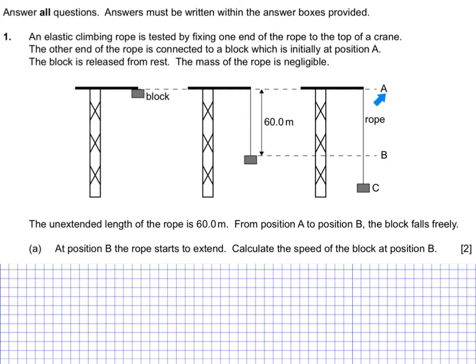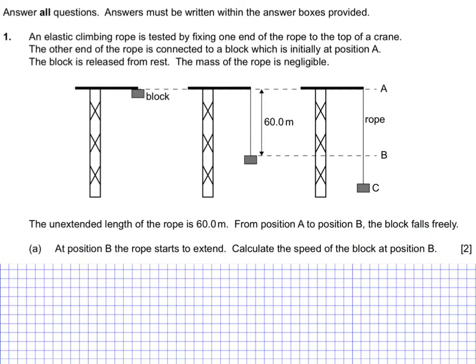So as the block reaches position B, the rope is now under tension, and so going from position B to position C, now we have tension in the rope, and this is where we have an elastic effect. There's going to be some forces acting on the block that come from the rope. So we're assuming that there is no force from the rope on the block between position A and position B, therefore it is free falling. So it says here the block falls freely.